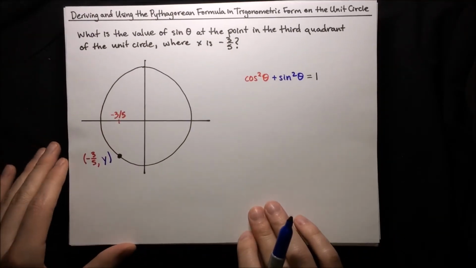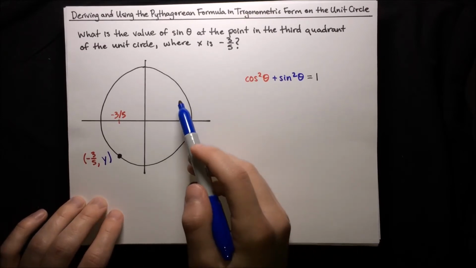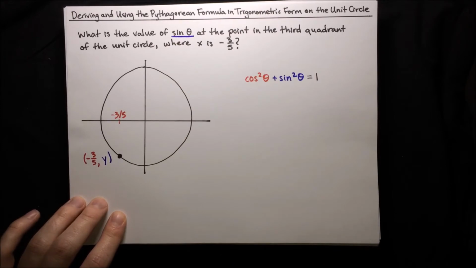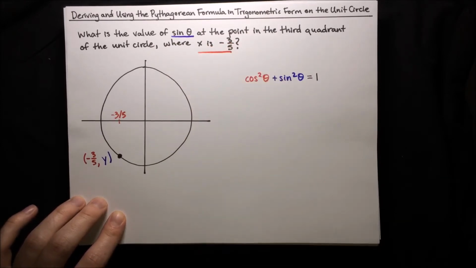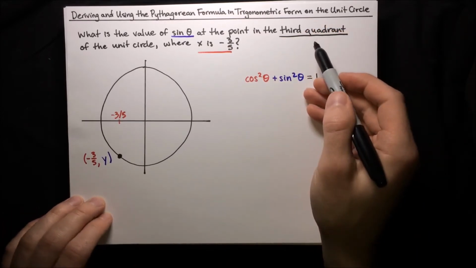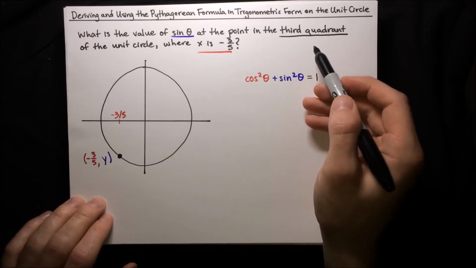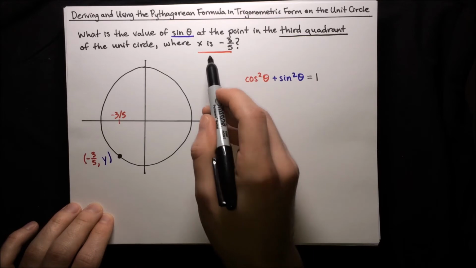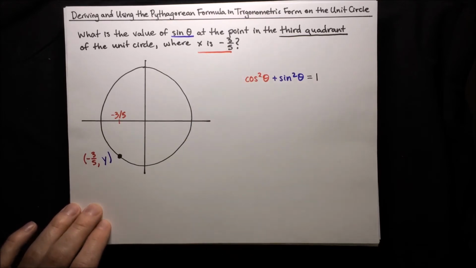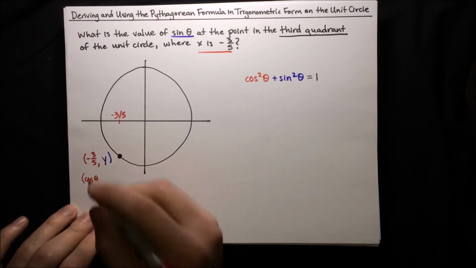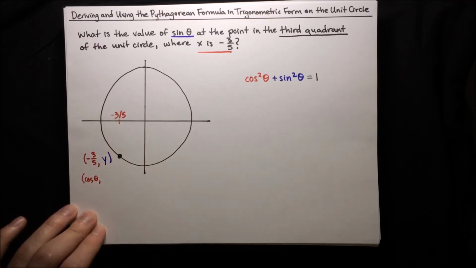Here's another example which is similar to the previous example. We're looking for sine theta again, and we've got our value for x, but this time we are in the third quadrant. And our approach is still going to be exactly the same as before. We're going to go ahead and find what cos theta is by using this x to our advantage. So we'll label this point as cos theta, comma, sine theta.